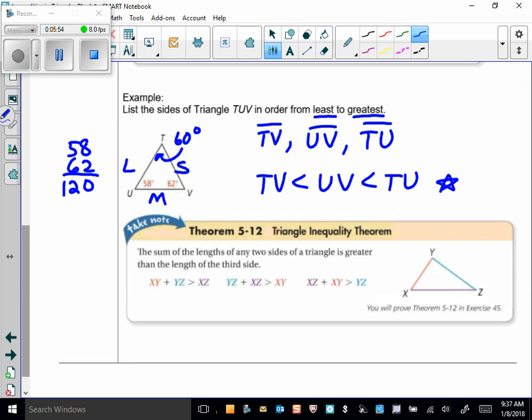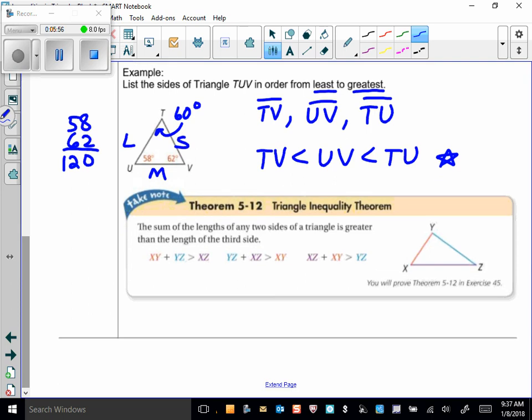All right? Here comes another theorem, the triangle inequality theorem. The sum of the lengths of any two sides of a triangle is greater than the length of the third side. Okay, so I've got a triangle. Let's look at it.